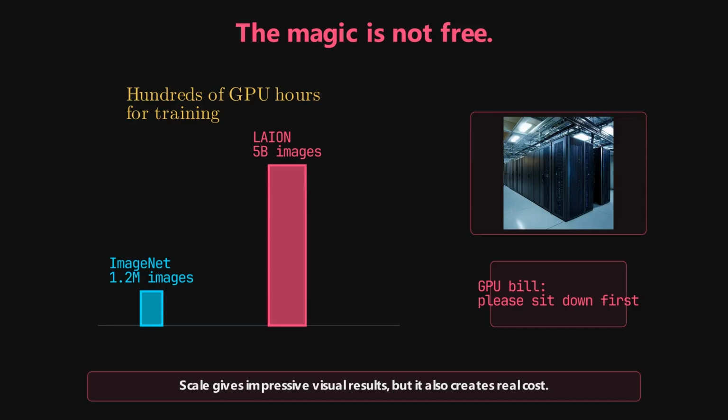A powerful model in a bad space may still be inefficient. A smart representation can make the model's job much easier. The third lesson is more uncomfortable. Beautiful generations are not free. They come from larger datasets, more compute, and increasingly expensive training.